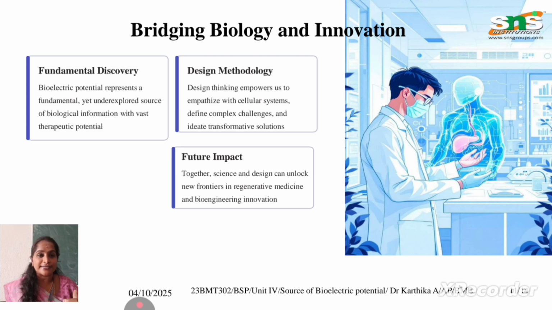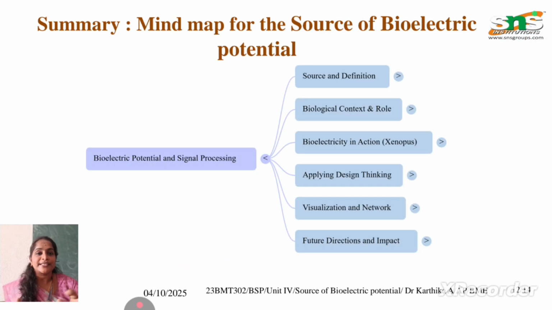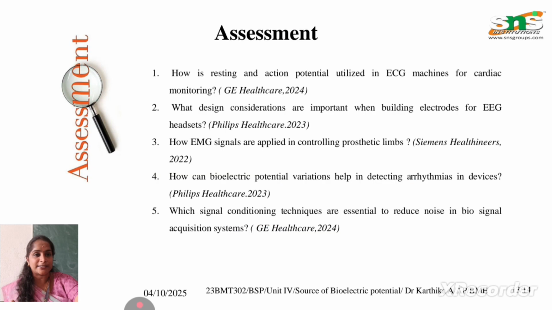Here we discover our fundamental steps and concepts, and again move on to design methodology and future impact. See the summary of bioelectric potential. Here I use the mind map technique for the source of bioelectric potential. Our input is bioelectric potential and signal processing. First is source and definition, then biological context and role, bioelectricity in action and purpose, applying design thinking concepts, visualization and network, and future direction and impact. This is our summary, and I've included the mind map technique for our concept, source of bioelectric potential.